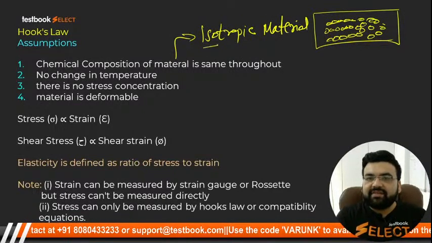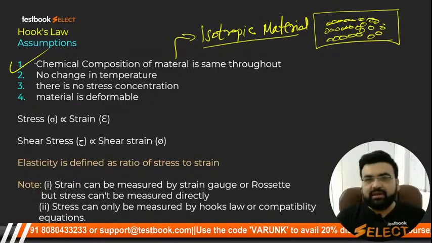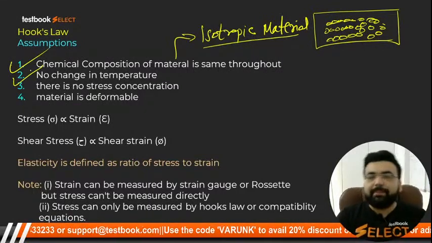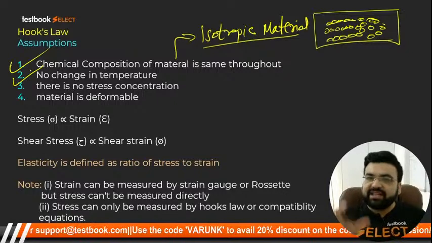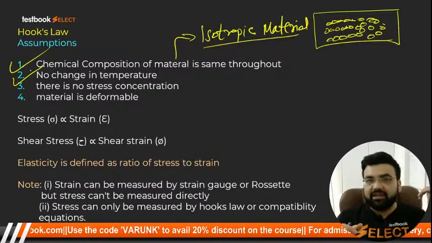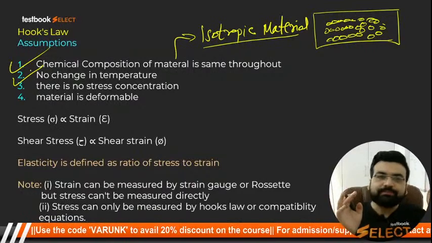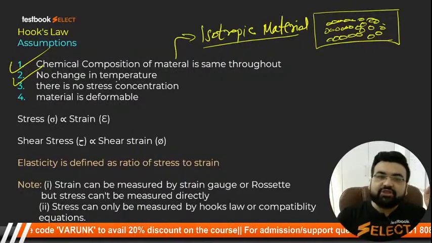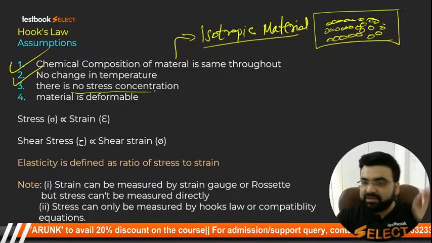So students, if the material is isotropic, number one. Number two, if you are not changing the temperature, अगर ये material 27 डिग्री सेल्सियस पे तो 27 ही रहेगा एक्सपेरिमेंट खत्म होने के बाद तक. कौन सा एक्सपेरिमेंट, अभी आपको बताऊंगा. Number three, there is no stress concentration. I hope ये आपको समझ में आ गया.